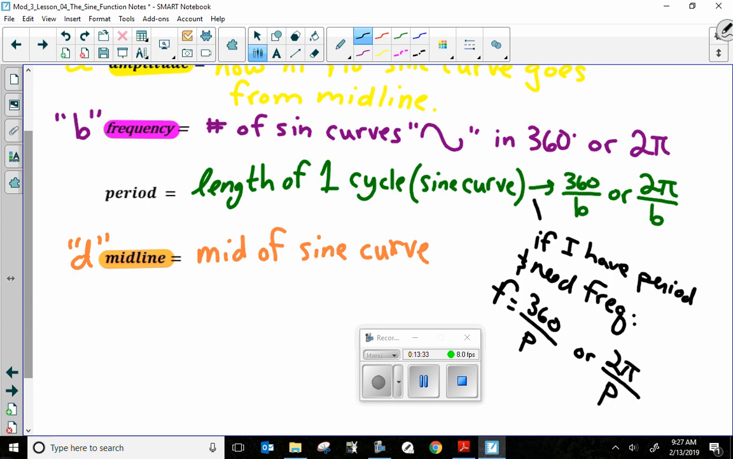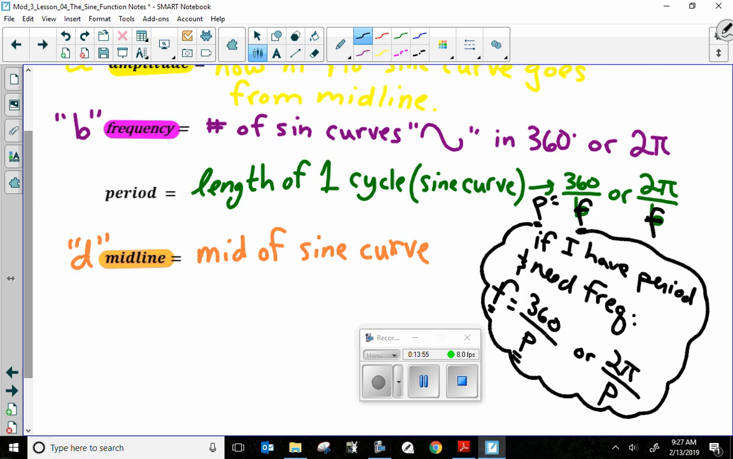So this right here, period is 360 or 2 pi divided by frequency. If you want to make these F's for frequency, you can. And likewise, if you have period and want to find frequency, I can just switch my F and P, and it would still work. Okay? So this is a nice little tidbit to have in the old back pocket.